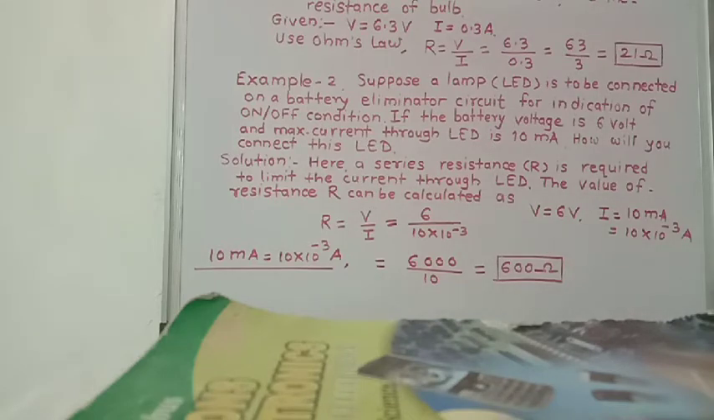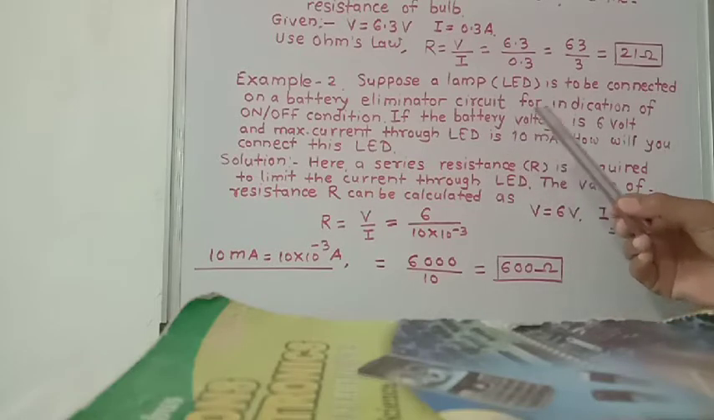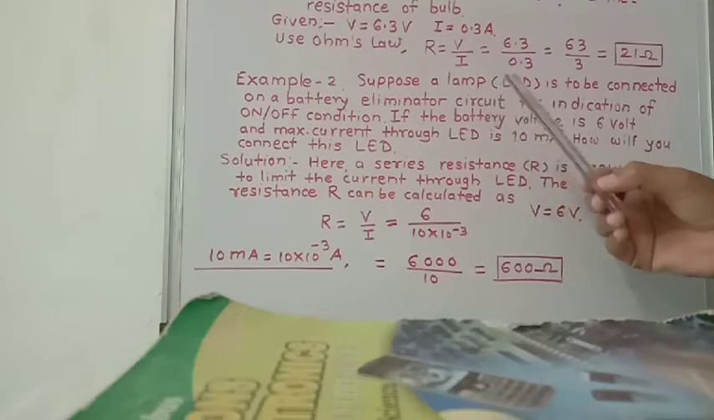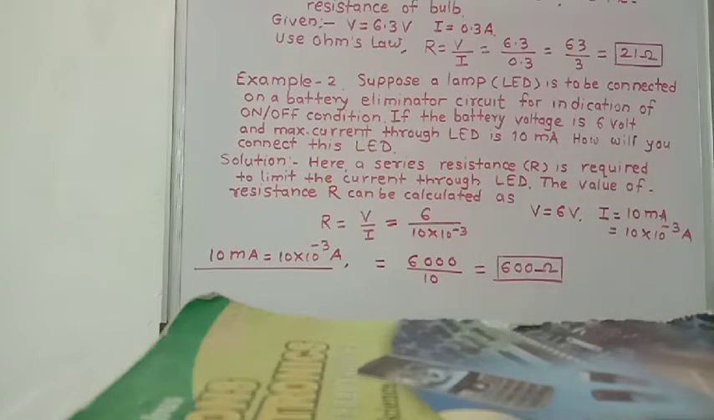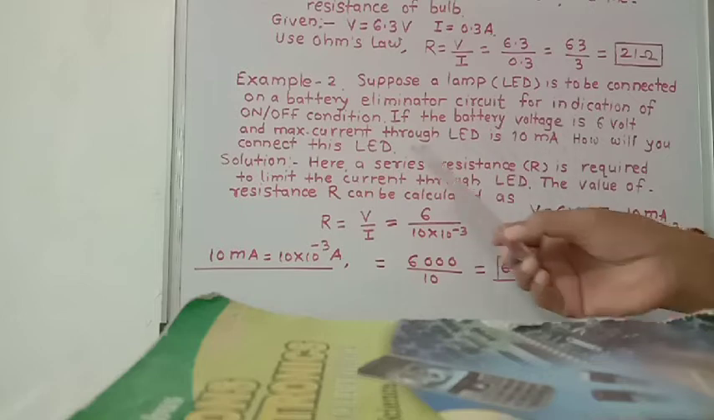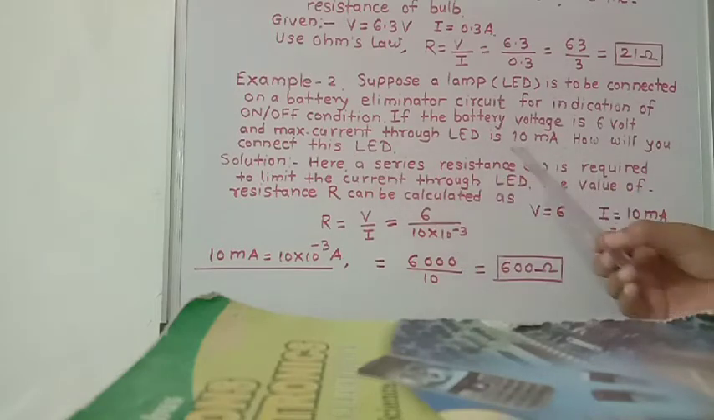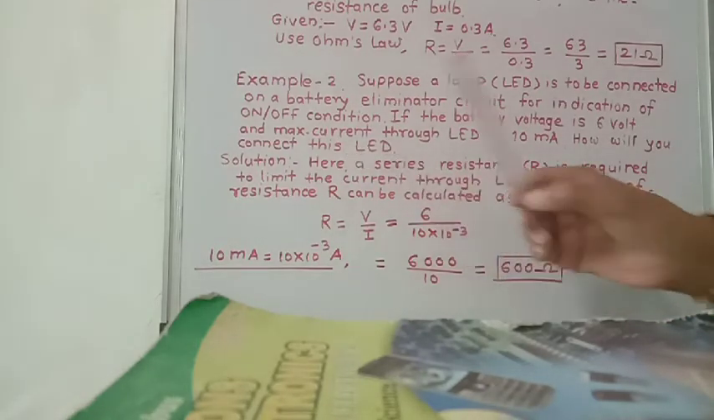Okay, so if we want to connect an LED across the battery eliminator or across the battery, then we require one resistance which is to be connected in series with the LED.